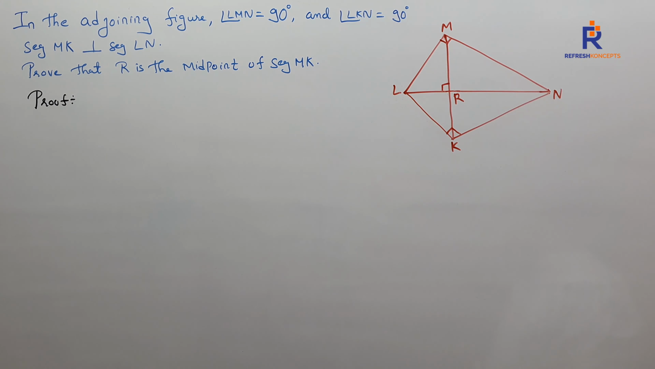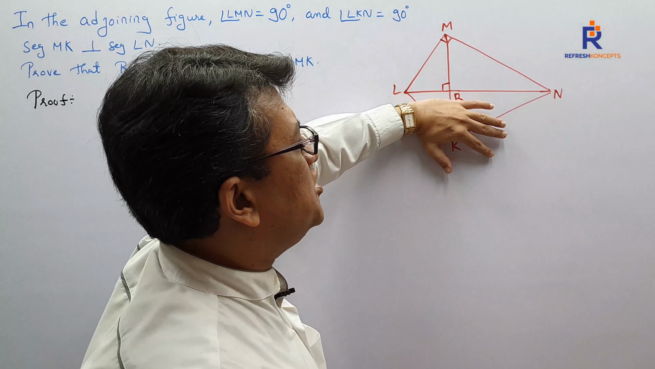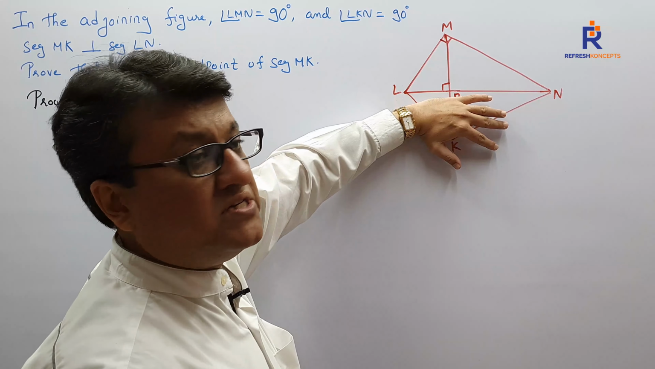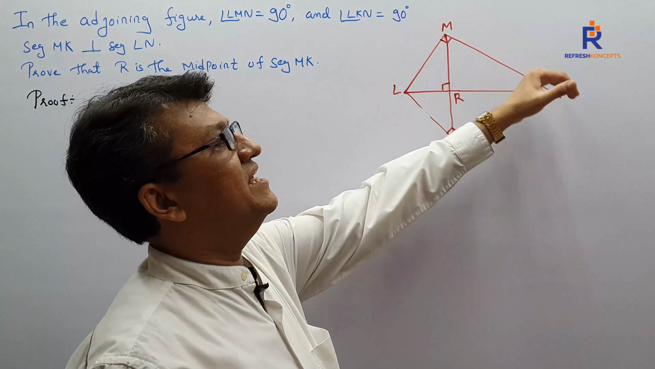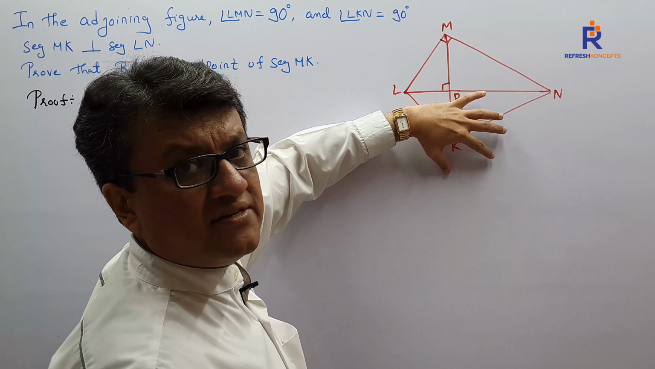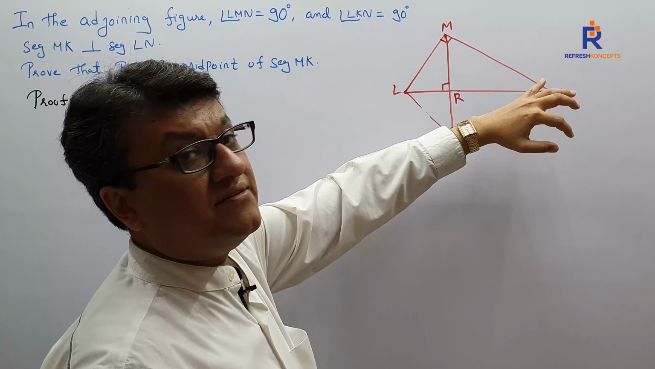The moment you see perpendicular, everybody goes for what? Everybody goes for Pythagoras, searching out how we can work it out. But I have a technique. Check this sum part by part. Forget this portion is there. Forget it. You don't have this portion. So what you have is only the right angle triangle LMN.